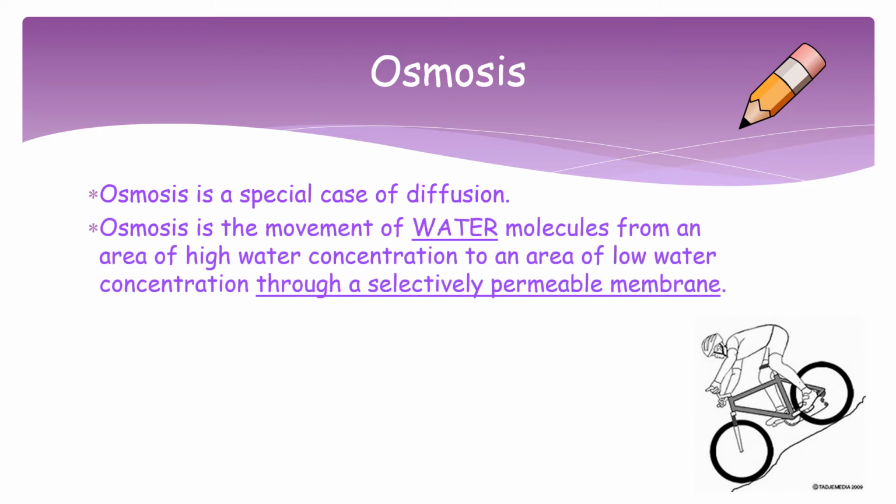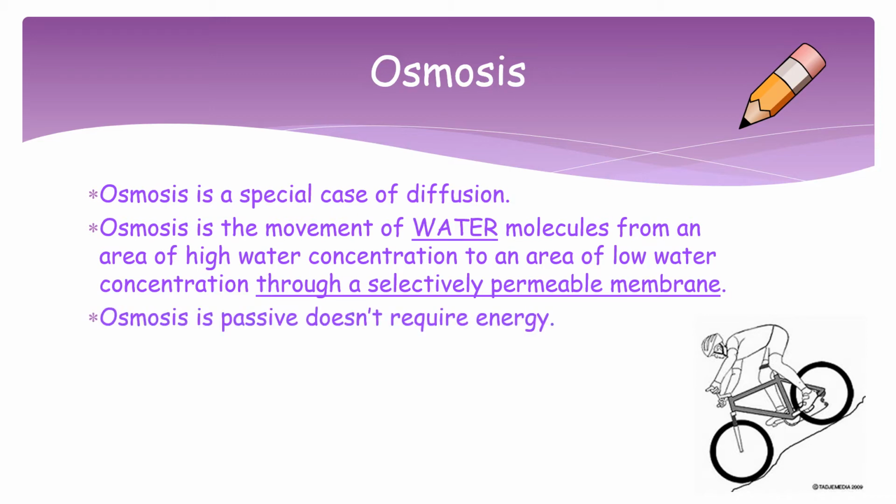Osmosis is the movement of water molecules from an area of high water concentration to an area of low water concentration through a selectively permeable membrane. We've heard of the word selectively permeable membrane before when we were talking about the cell membrane. The cell membrane is selectively permeable because it will only let selective things through. It will let small soluble molecules through, but will not let large insoluble molecules.